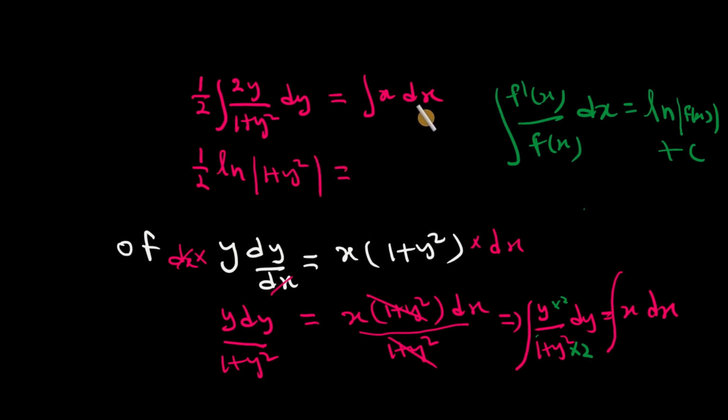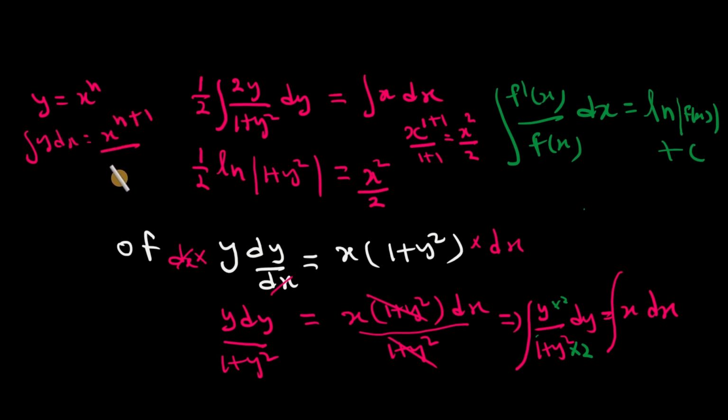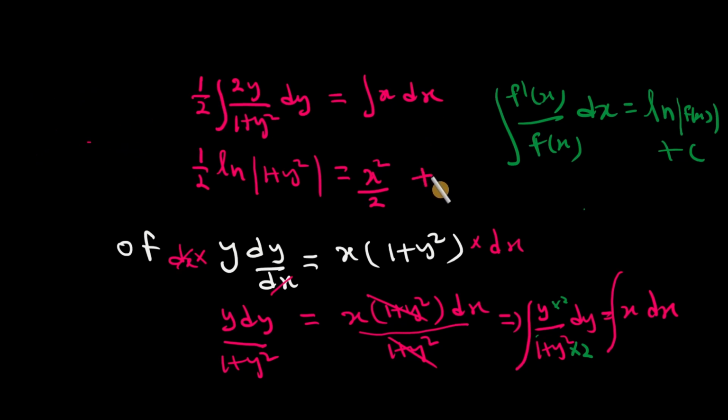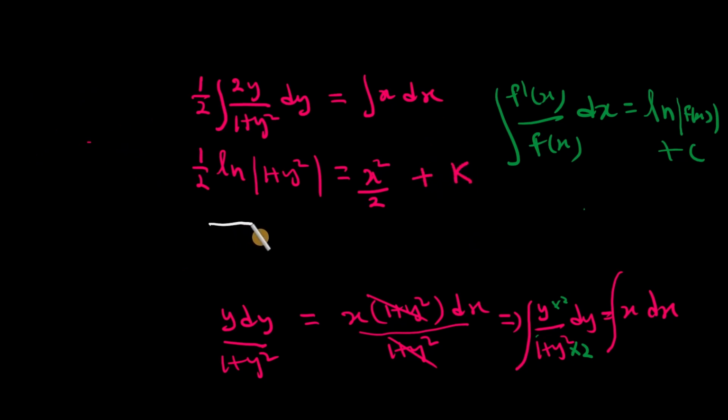And then for this right hand side, the integral of x is x to the 1 plus 1 all over 1 plus 1, which is the same as x squared all over 2. So it means the integral of x is x squared all over 2. This one is coming from the formula of integration, which says if I have y = x to the n, it means the integration of y with respect to x is the same as x to the n plus 1 all over n plus 1. So this one is plus the constant of integration. So this one gives the general solution of the differential equation.